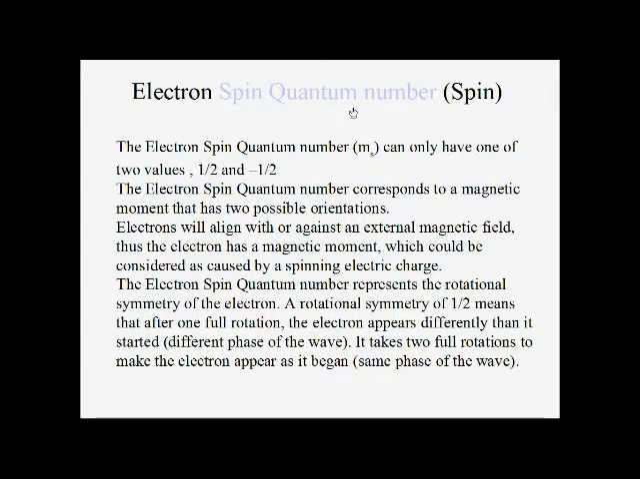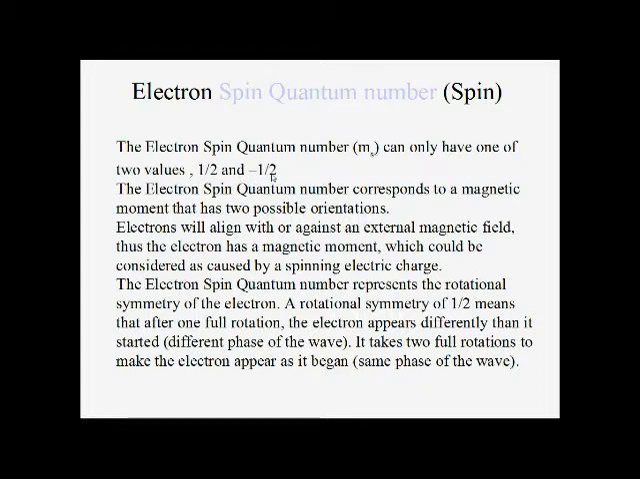And then electron spin quantum number. We use m sub s to represent electron spin. An electron is spinning, or it behaves as if it's spinning, a spinning electrical charge. Spinning electrical charge creates a magnetic moment. When we put it into a magnetic field, it can line up with or against the magnetic field. That's the plus or minus aspect.